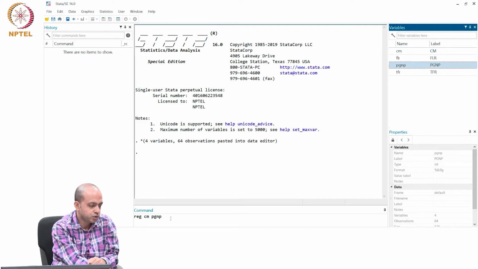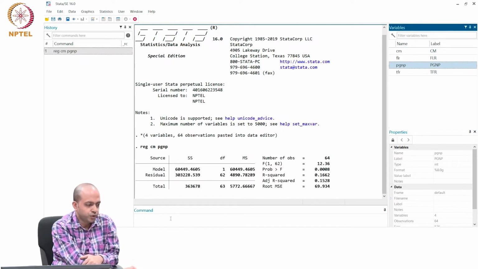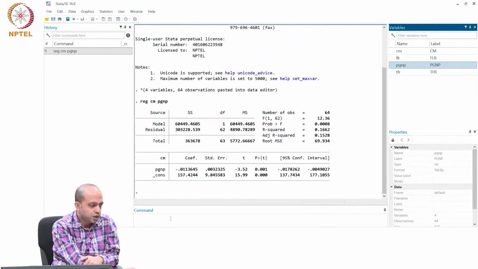This is how we will run the regression. You can easily interpret these coefficients also. See, there is a negative relationship between per capita GNP and CM. As income of a particular state increases, child mortality rate decreases by 0.01 unit on an average, which is expected also.